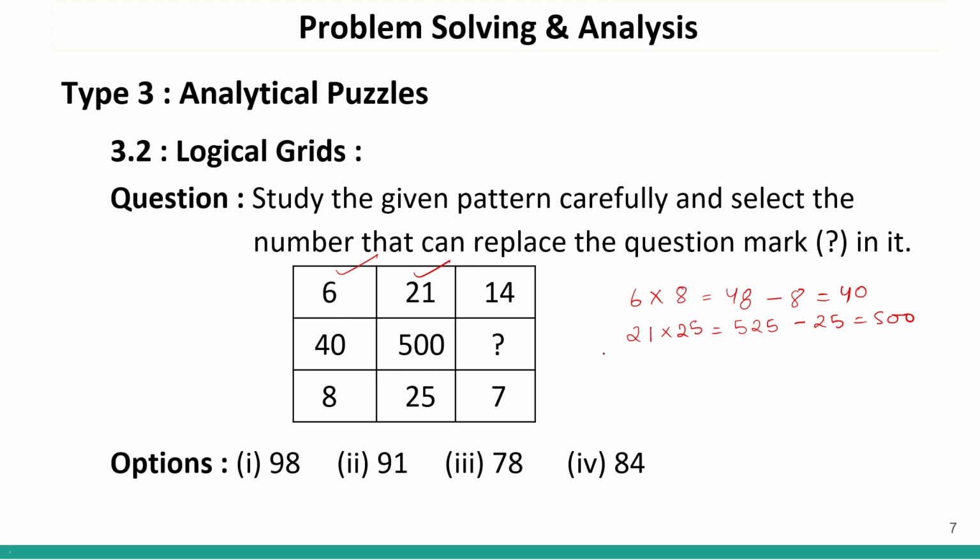So let us do it for the third column. So 14 into 7 will give me 98. And if I subtract 7 from it, I'll get 91. Is 91 an option? Yes. Option number 2 is 91. So option number 2 will be the correct answer. So this is how you solve questions on logical grid. Over here, two operations were being done, multiplication and subtraction.